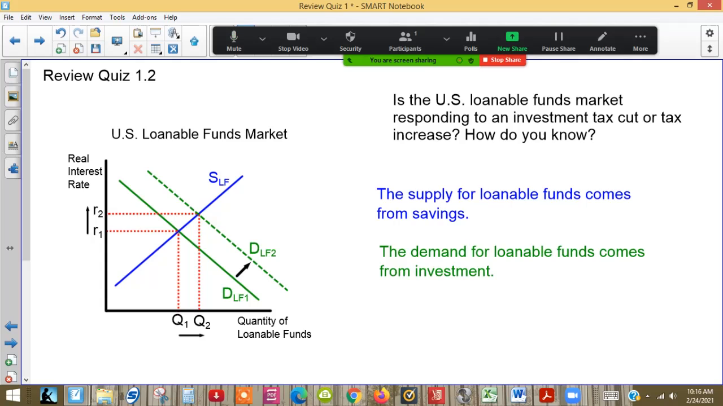Okay, and it just makes sense. If the taxes on investments are lowered, then there's going to be more investment because it's less expensive, right? And it's going to push the real interest rate up, right?